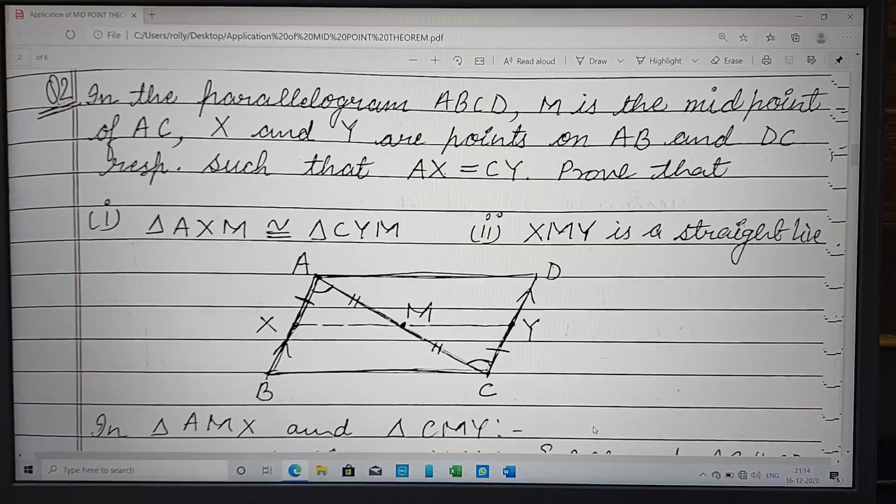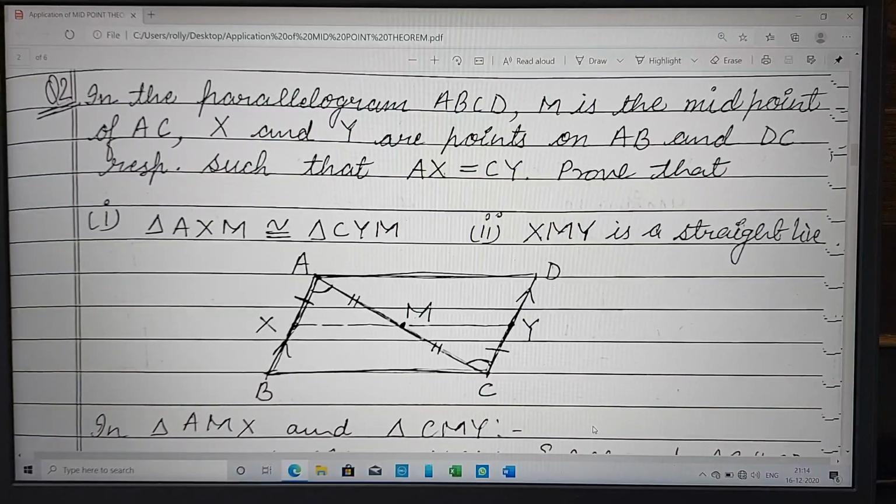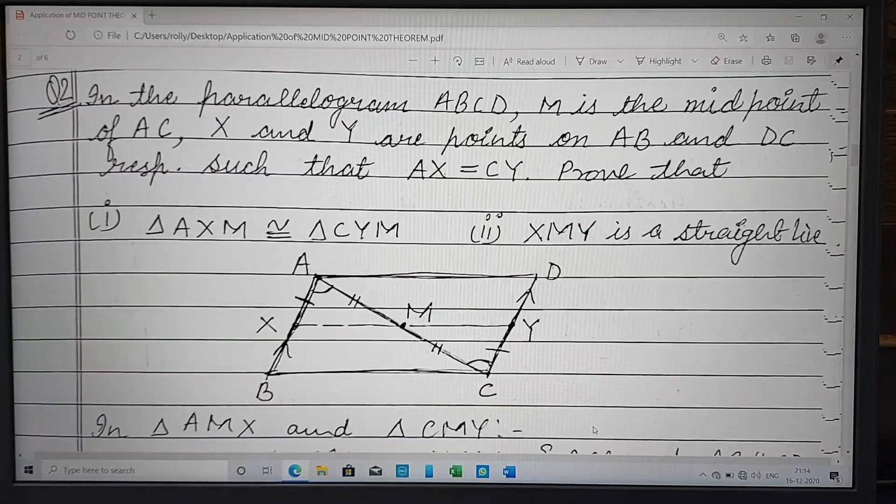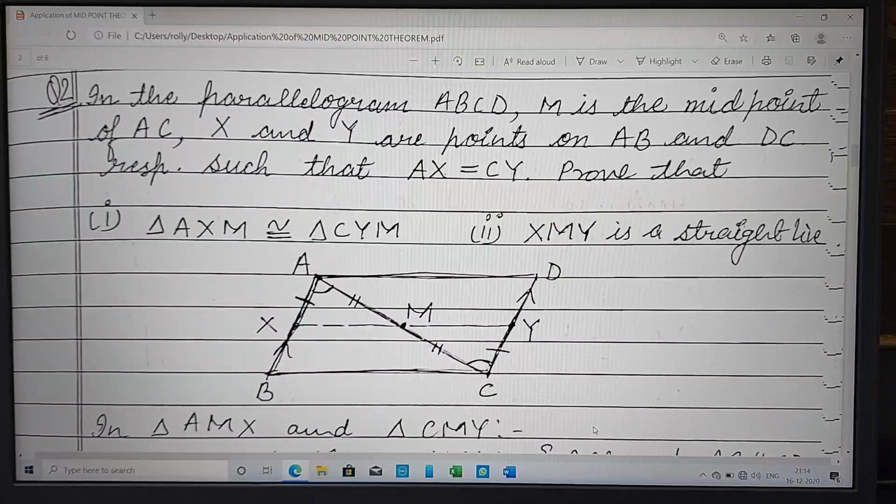Next question. A parallelogram ABCD has been given. It's given that M is the midpoint of diagonal AC. X and Y have been taken as any points on sides AB and CD in such a manner that AX is equal to CY. This is given. We have to prove first of all that triangle AXM is congruent to triangle CYM.